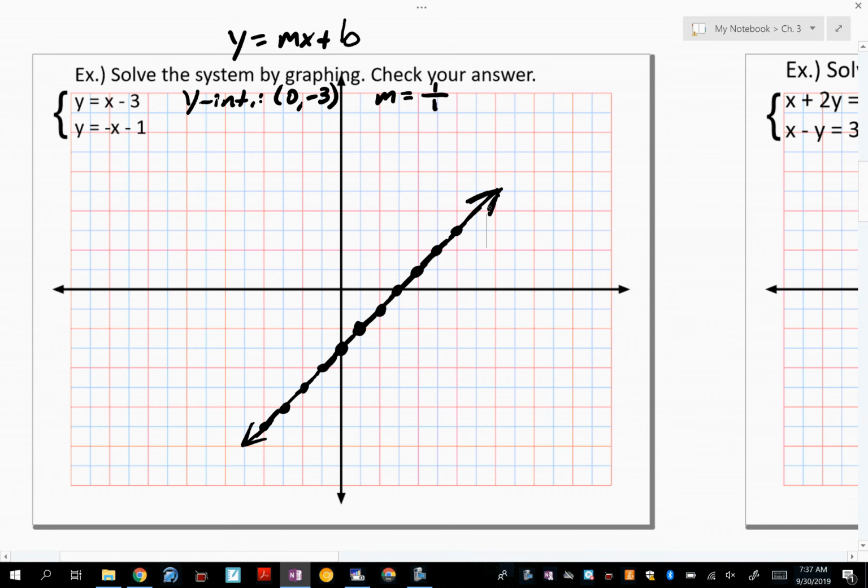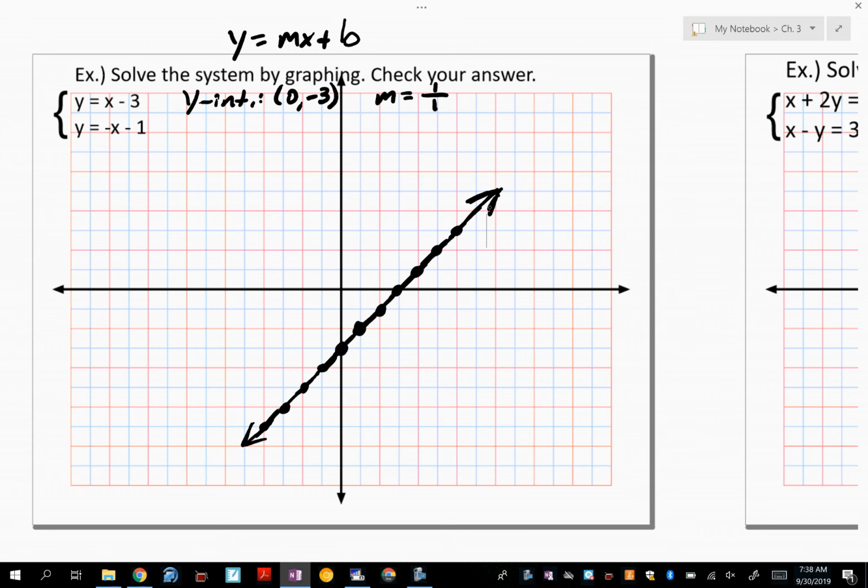Where did I put the dots? Well, I started at (0, negative 3), because that's the y-intercept. So go on the y-axis to negative 3. And then the slope is 1 over 1. It's positive, so I went up 1, right 1. And then to go the other way, down 1, left 1. I'm just doing an example here. Since I have a ruler, if I'm sitting down, I would go all the way. Any questions about the first line?